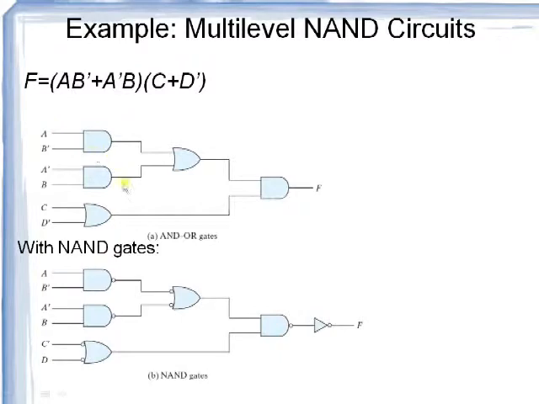Now take one more example here. This is the equivalent circuit of this expression. Now we have to implement this circuit with the help of NAND gates. Initially replace all the AND gates with AND invert symbols. So AND invert symbols are replaced, and OR gates with invert OR symbols. Invert OR symbols are replaced. Now we have to compensate the bubbles.